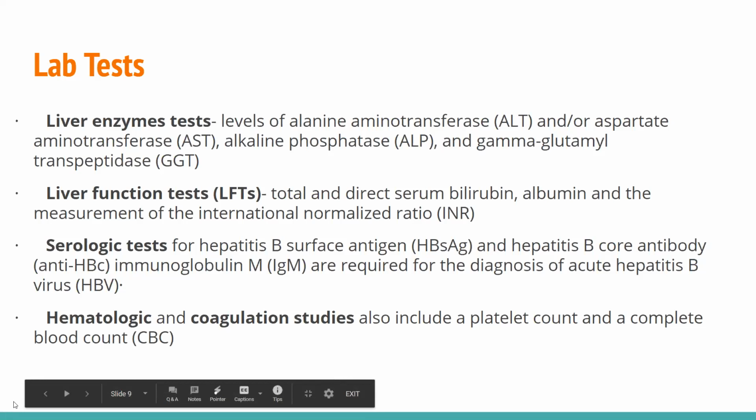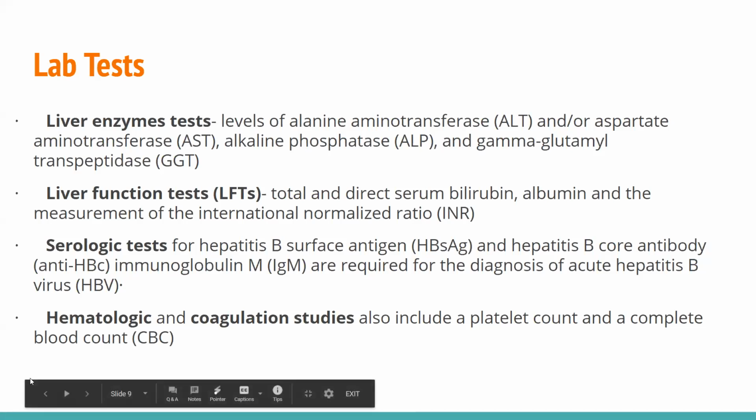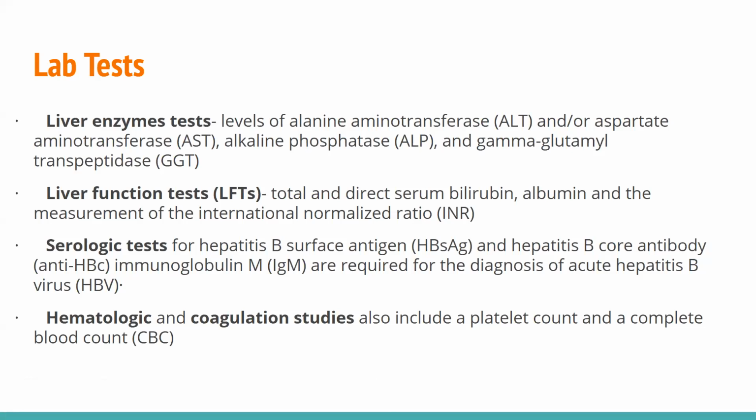So for the lab tests for acute hepatitis B virus, first is the liver enzyme test, which includes the levels of alanine aminotransferase, aspartate aminotransferase, alkaline phosphatase, and gamma glutamyl transpeptidase. The second laboratory test is the liver function test that evaluates the total and direct serum bilirubin, the albumin, and the measurement of the international normalized ratio. For the serologic markers for hepatitis B, hepatitis B surface antigen and hepatitis B core antibody immunoglobulin are required for the diagnosis of acute hepatitis B virus. And lastly, hematologic and coagulation studies.